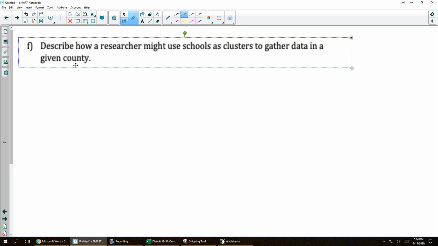Letter F, describe how a researcher might use schools as clusters to gather data in a given county. The way a cluster sample works is I will randomly pick some school in a county. I randomly pick a school in a county, and then I survey all the students at that school. Since the school was randomly selected, it's reasonable to apply your data to the county at large. Now, if you think that your schools are not representative of your county, you might want to choose several schools from that county or even stratify before I get my cluster.